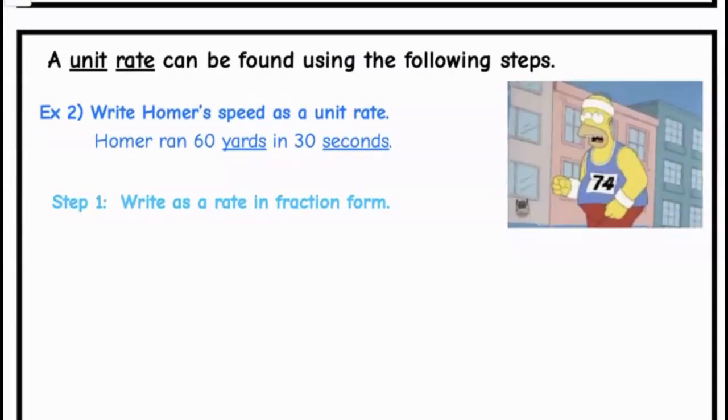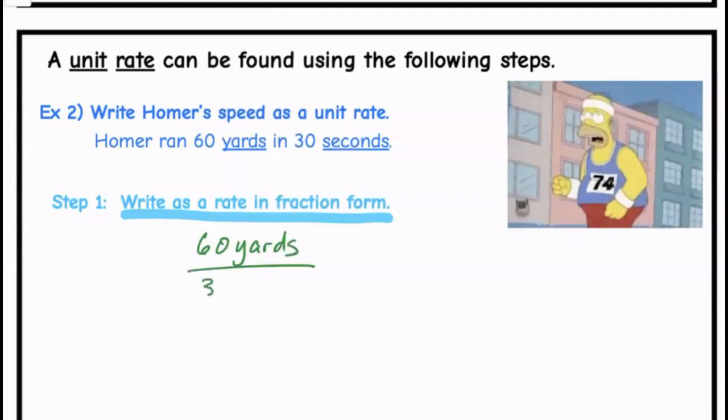So here's the example, number 2. Write Homer's speed as a unit rate. Homer ran 60 yards in 30 seconds. So step number 1 is we write as a rate in fraction form. So we would write 60 yards over 30 seconds, and we keep the units there to help us.